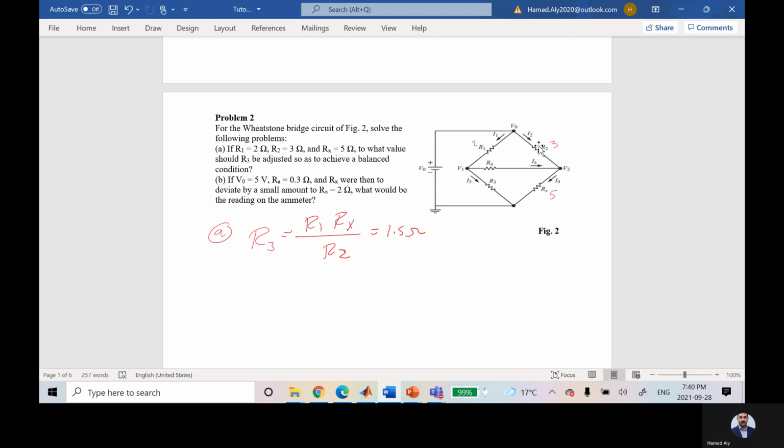Excuse me? Yeah, but he said there is no current in this guy. This is what he said, as if this guy is nothing. Okay? If you try to read here, he said R3 is adjusted to achieve the balanced condition. What is the balanced condition? There is no current in this guy.